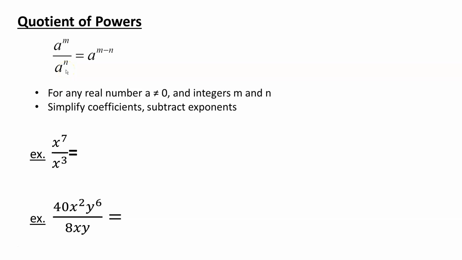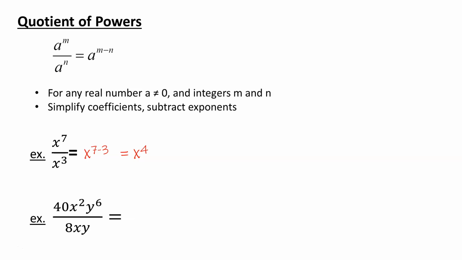So let's do some examples. We have x to the 7th over x to the 3rd. So using our formula up here, we're going to have our base, which is x, to the 7 minus 3. And 7 minus 3 is x to the 4th.